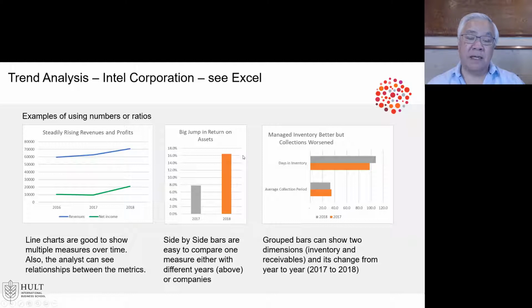Third is a group bar, which shows us, in the area of the CCC measures, days in inventory: are we getting better or worse? So we can see graphically from 17 to 18, it got a little worse. It took more time to sell. Average collection period from 17 to 18 got better. We were collecting faster, but the problem is here. Graphically, it's a lot easier to see than looking at the spreadsheet as we did a moment ago.